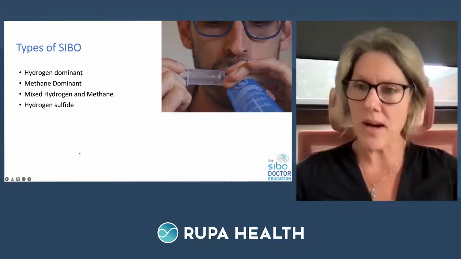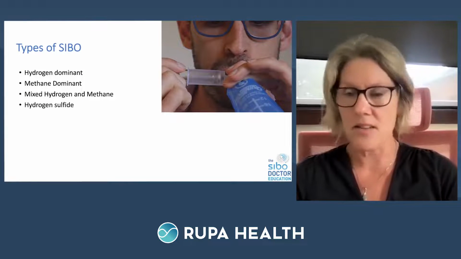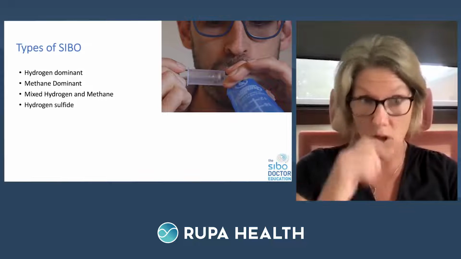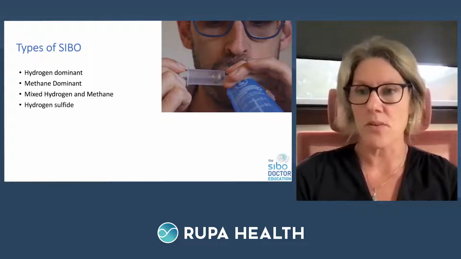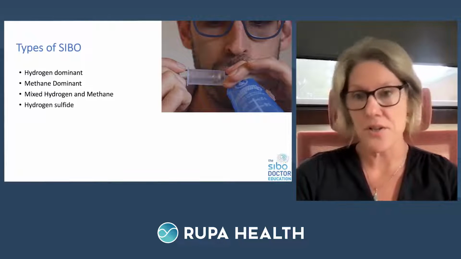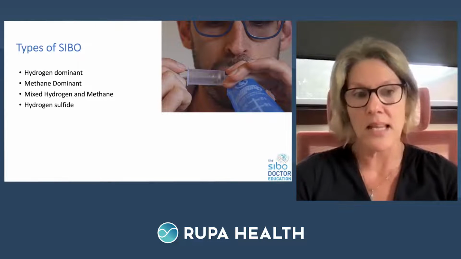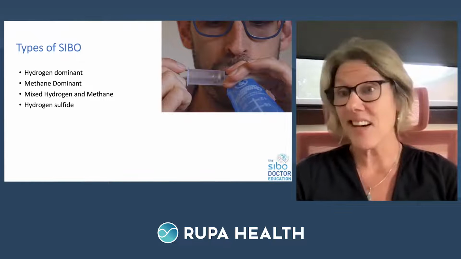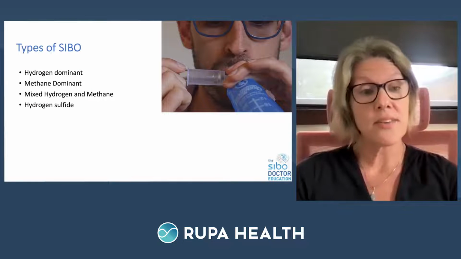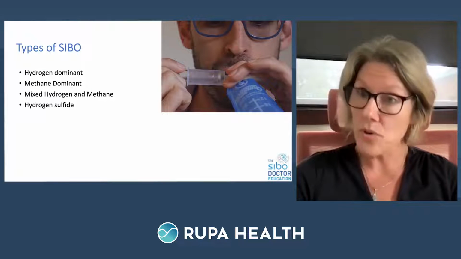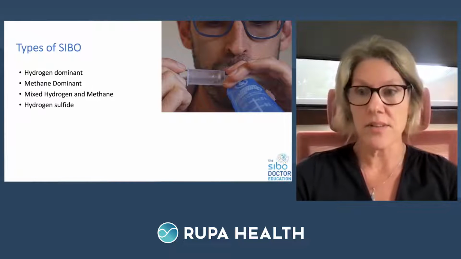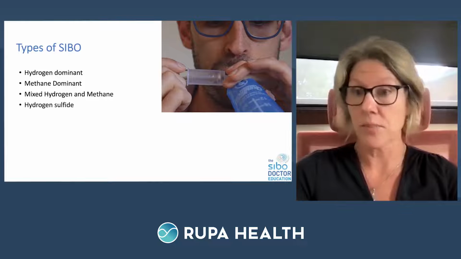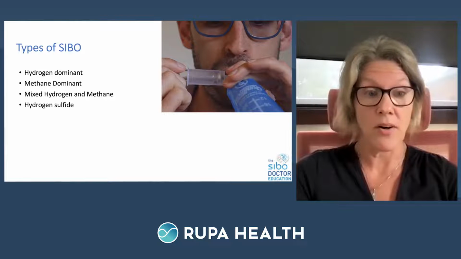So when we talk about SIBO, we understand it's bacterial overgrowth of the small intestine. And there are different types of SIBO based on breath testing. That would be a hydrogen dominant breath test, methane dominant. We see mixed hydrogen and methane patterns. And we also now have a newcomer with hydrogen sulfide, which is a relatively new test that's being offered by only one lab right now in America.